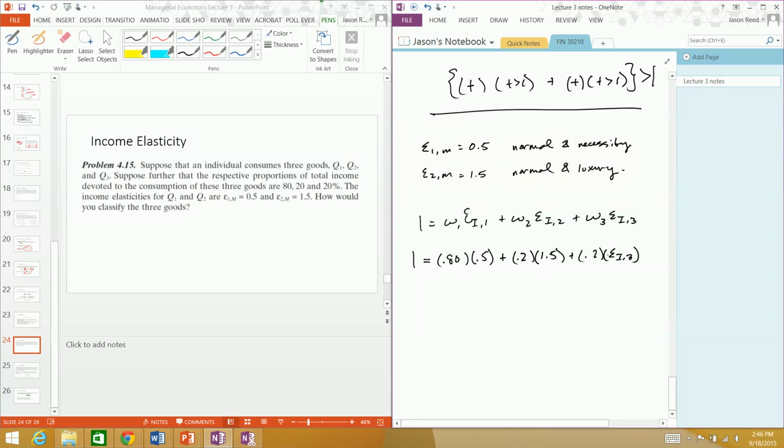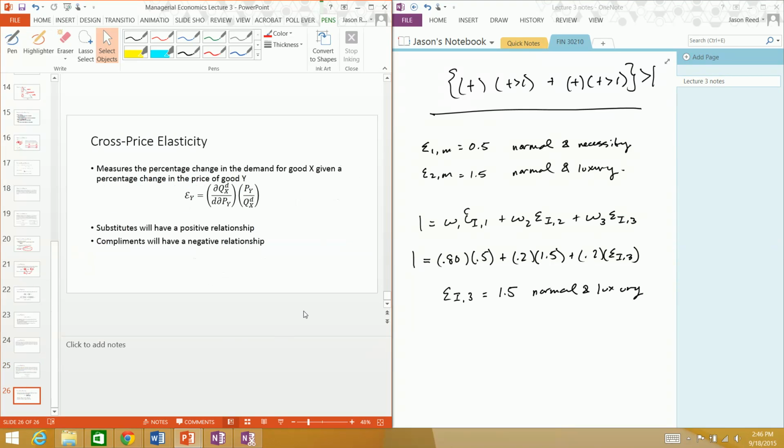But we can start going through and essentially solving this to get to the idea that this elasticity, now it's just algebra, we find that this elasticity is 1.5. So we know now that this good is normal and essentially a luxury good. So we find that we're able to consume 2 luxury goods and 1 necessity with this budget.